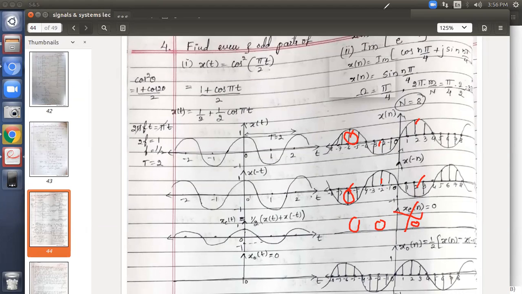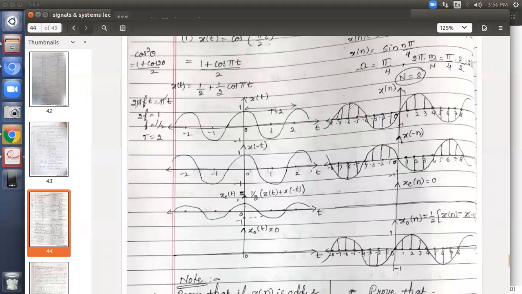Now what is the odd component? Odd component is the subtraction. Subtract each point. Assume that this is 1 and this is -1. So 1 minus of -1, what will it be? 2. The amplitude will double and become positive. That's what I have done.